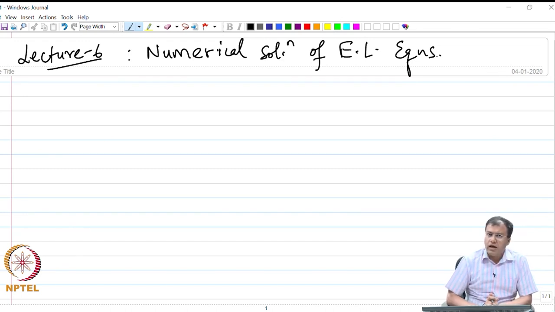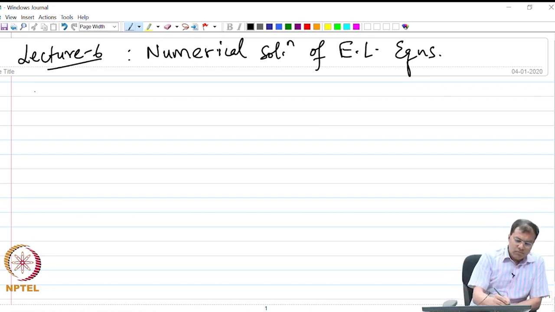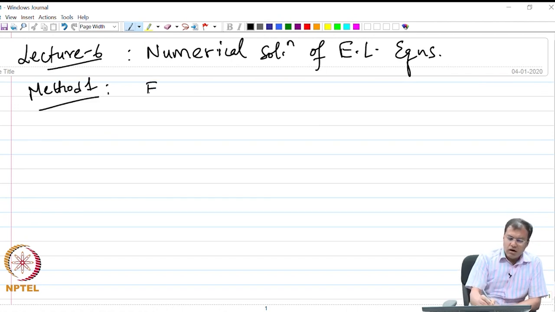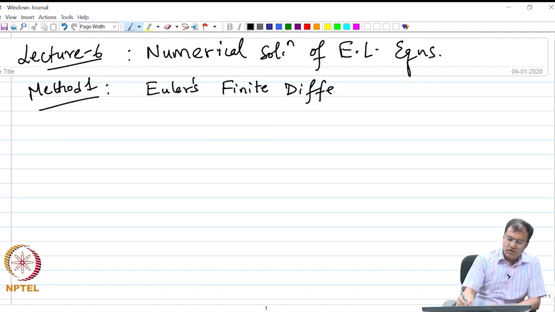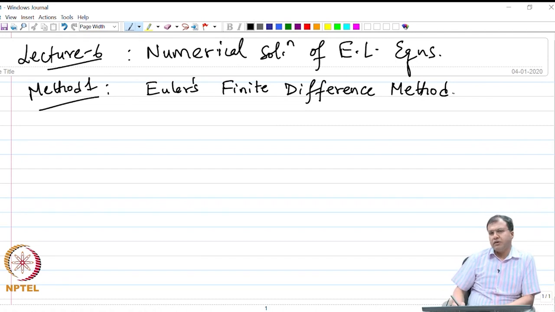So, in that case, we have the help of numerics, and I am going to discuss three different methods today in this lecture on how to solve, and later on in the course of this lecture, I am also going to provide some other references for people interested in developing higher order numerics. So, the first method that we will talk about in this class today is regarding the Euler's finite difference method. So, this seems to be the simplest method that we can adopt in finding the solution of the Euler-Lagrange equations numerically.